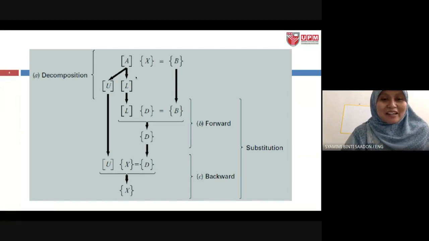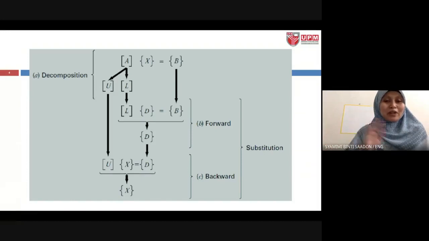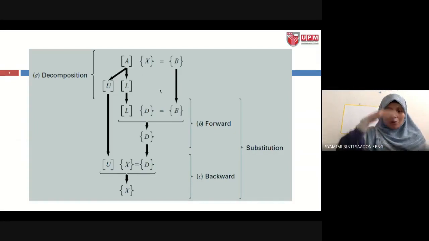Okay, but as long as you understand what is a 3 times 3 matrix, 1 times 3, that's okay. So these are the steps, in terms of a flow chart like this. You have matrix A and matrix X, and the right hand side will be matrix B. So from here, we have to decompose the matrix A in terms of upper and lower triangular matrix.